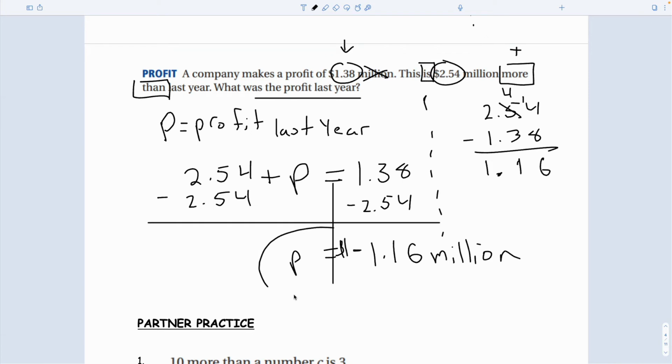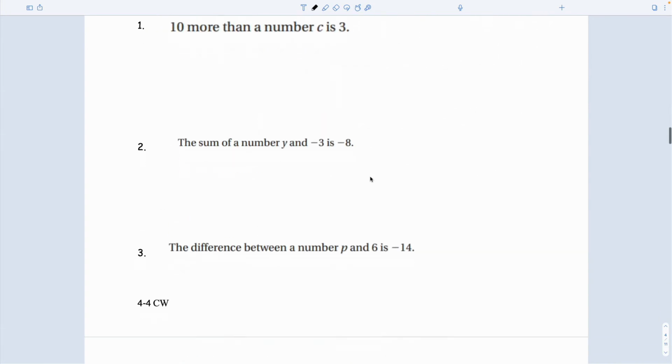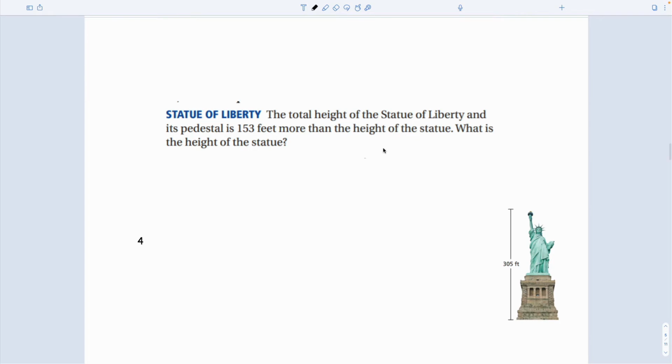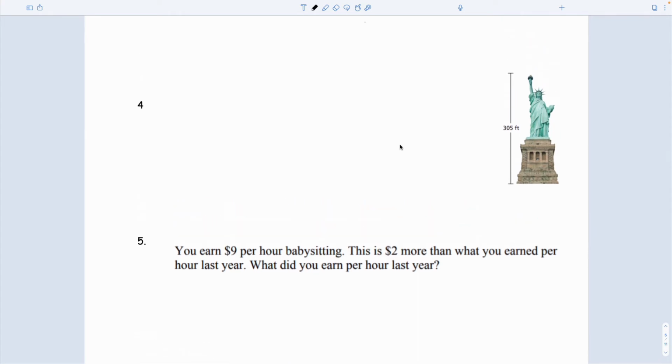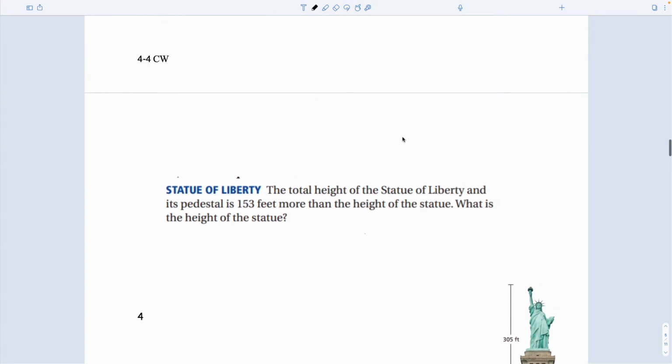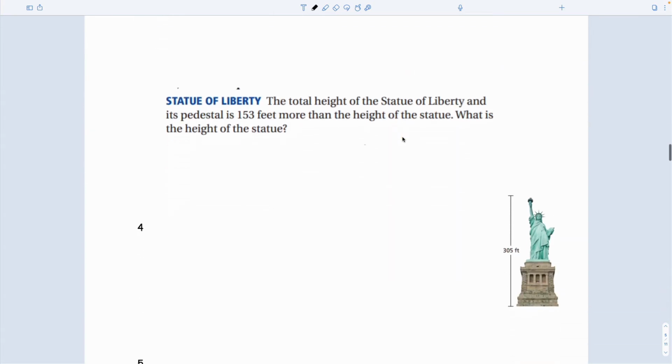Not good. Go to partner practice number 4 and number 5. I'm going to give you just 3 minutes to start working with the Statue of Liberty problem. If you didn't do 1, 2, and 3 yesterday, that's okay. I want you to skip to 4. Work on this for 3 minutes and we'll check answers before your independent work.